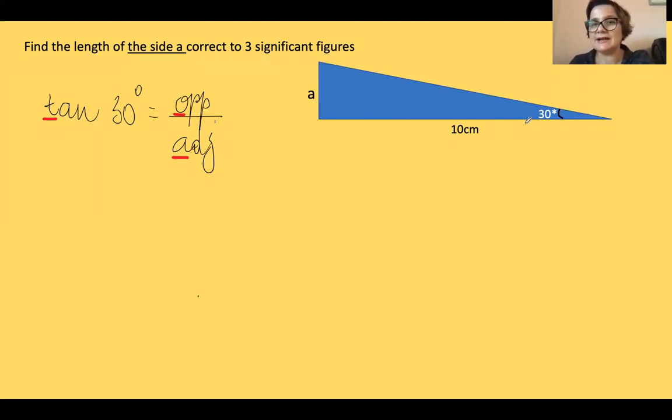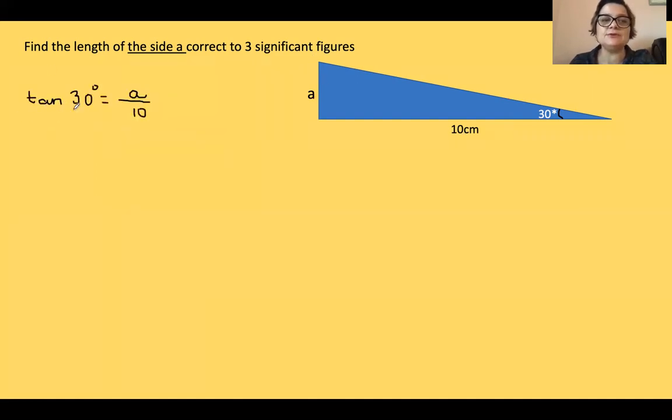We have a right angle triangle here. The angle here is 30 degrees. The opposite side is labeled as A, so it's unknown, and that's what you need to find out, correct to 3 significant figures. The adjacent side is 10 centimeters. So, okay, as always, let's begin with writing down the formula. So tangent 30 is opposite side over the adjacent side. And then if you substitute, tangent 30 is A, so opposite is A over the adjacent 10 centimeters.